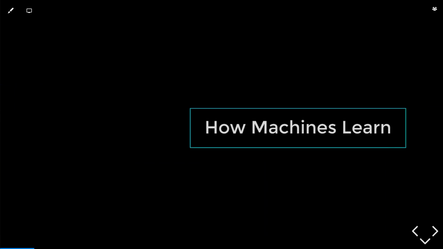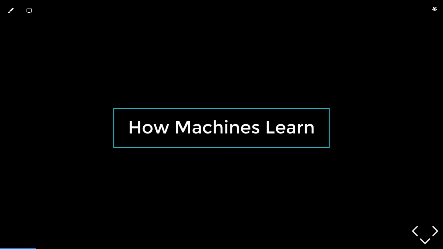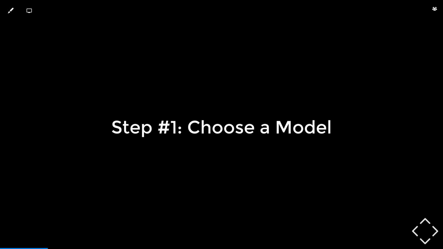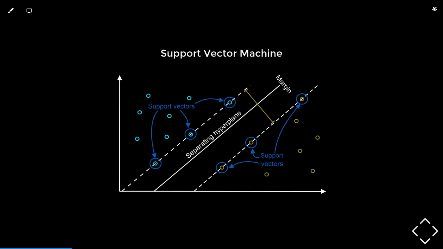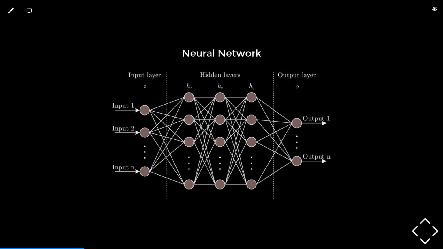So let me first set the stage by going over how machine learning basically works. Step one is you choose a model. The model could be something simple like linear regression, where you're trying to find the line that best fits some data points. It could be, say, the support vector machine, where you're trying to find the hyperplane that best separates two different sets of points. And it could be a neural network, which is basically approximating a very complex nonlinear function with the various layers in the nodes. Regardless of what model you pick, you basically have to train the model, right?